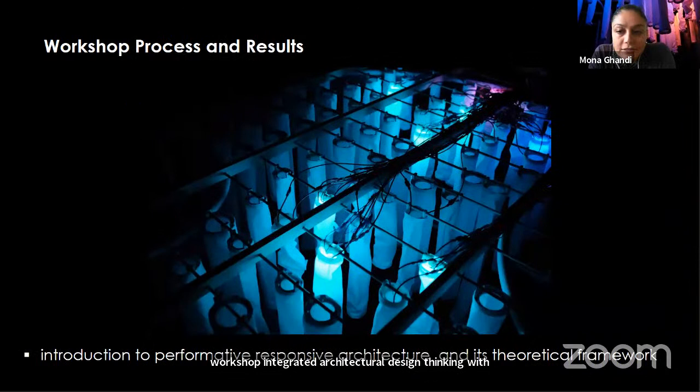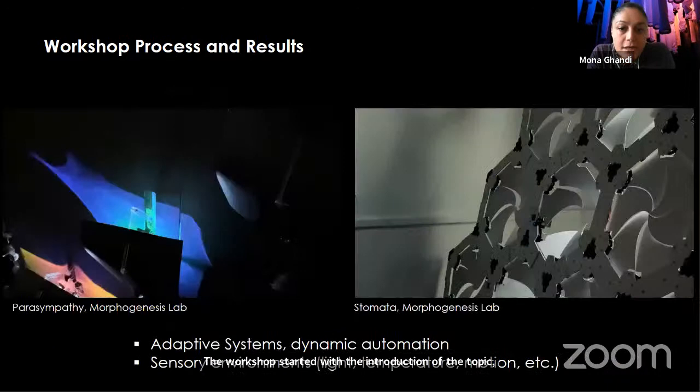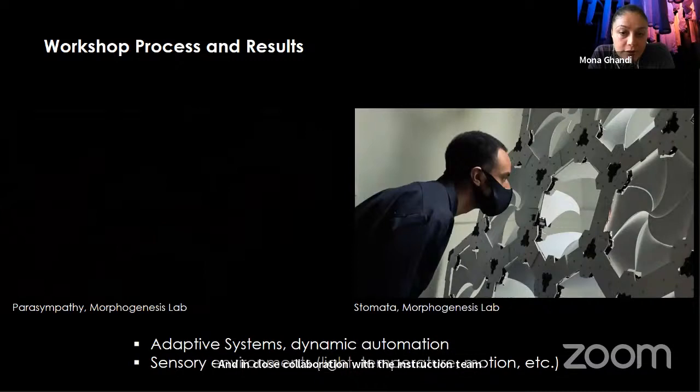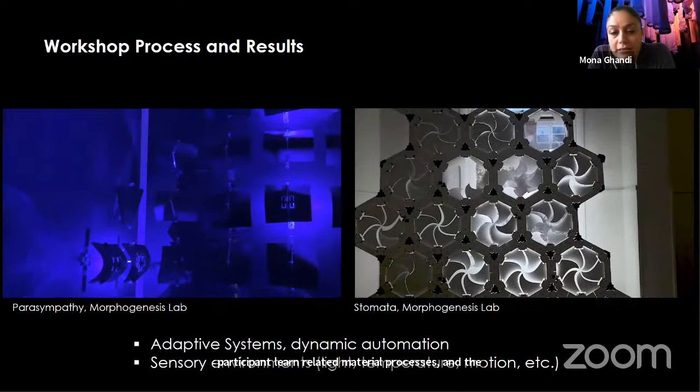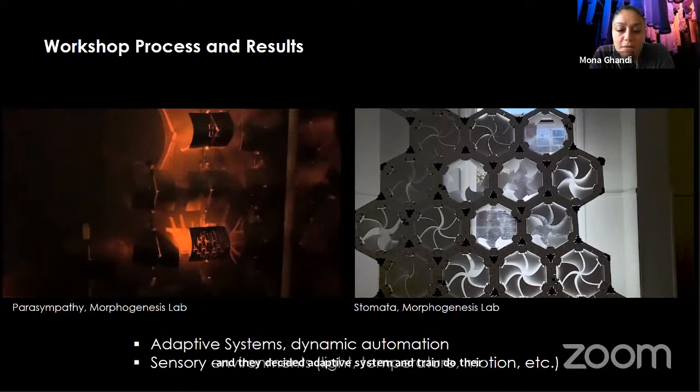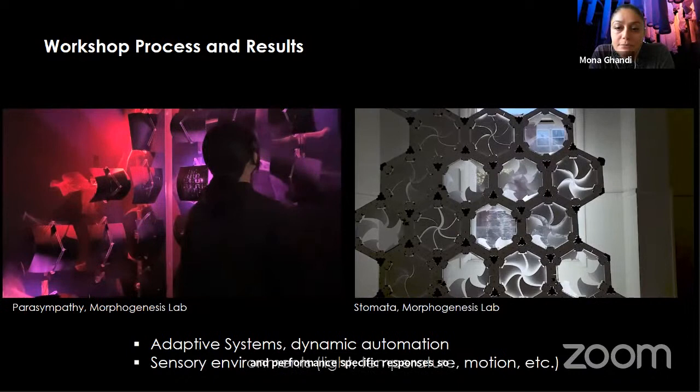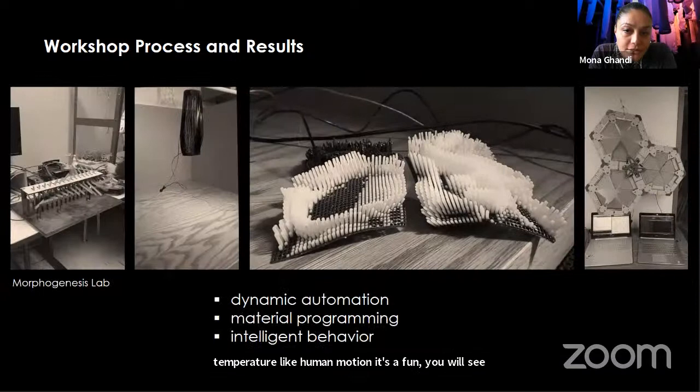The workshop started with the introduction of the topic and its theoretical framework. In close collaboration with the instruction team, participants learned related material processes and the current state of the art in responsive architecture. They designed an adaptive system and trained their projects and their design elements to sense and perform specific responses to variables such as temperature, light, human motion, etc. You will see the result in the workshop results very soon.